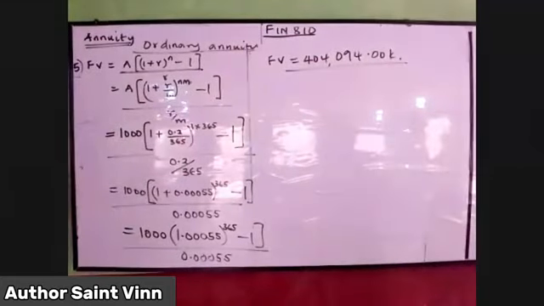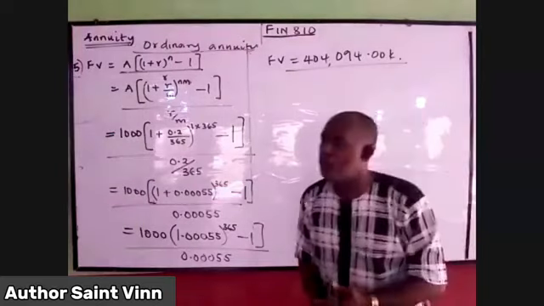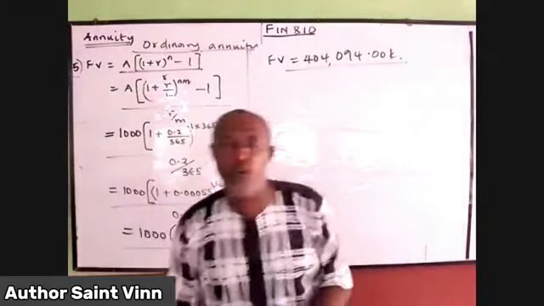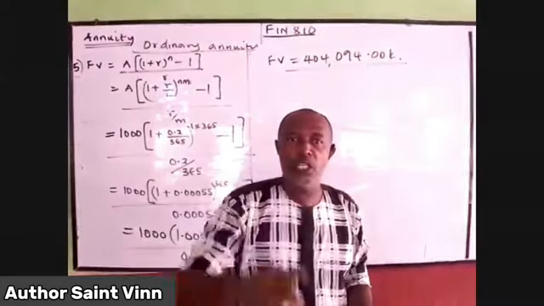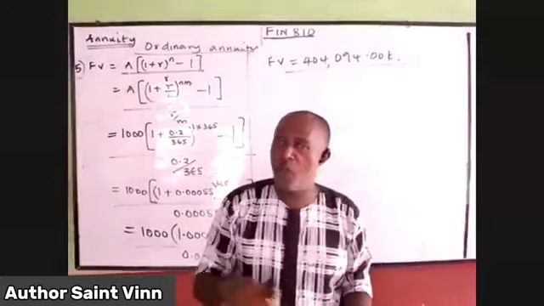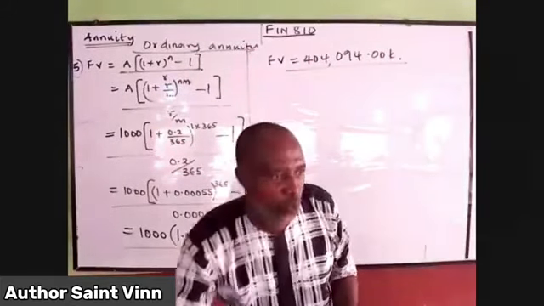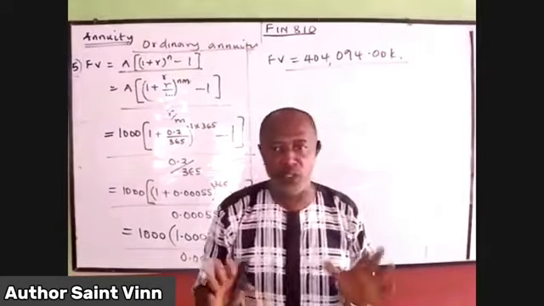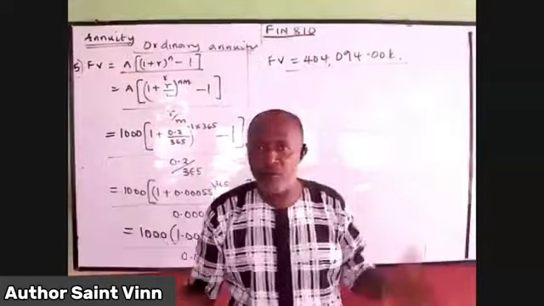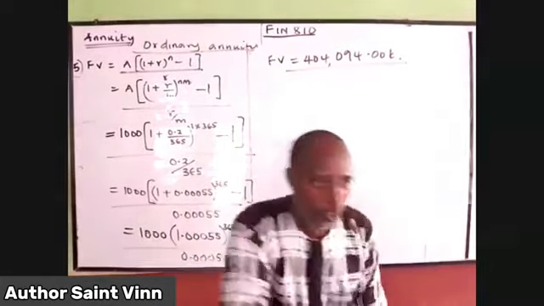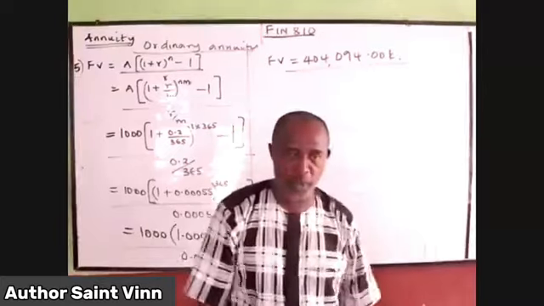From all indication, we have taught you the whole 4. Ordinary annuity that has 2 versions: future value of ordinary annuity, present value of ordinary annuity. We have also explained annuity due, which is annuity at the beginning. We also have future value of annuity due. We also have present value annuity due. Those 4 formulas, we have extracted them, and we have told you when it's quarterly or not quarterly, you know what to do by now.